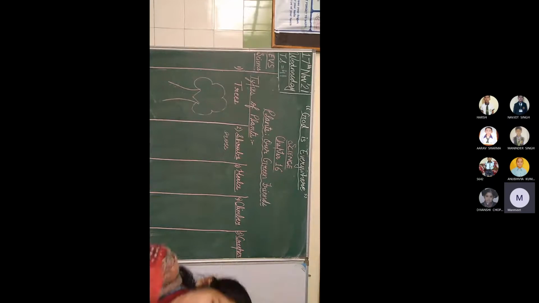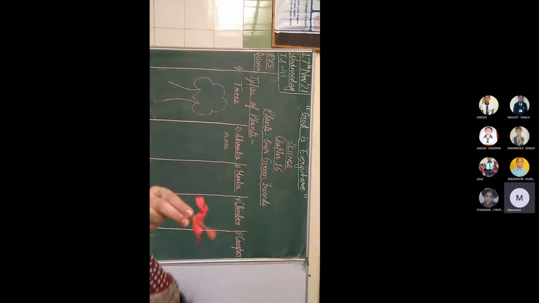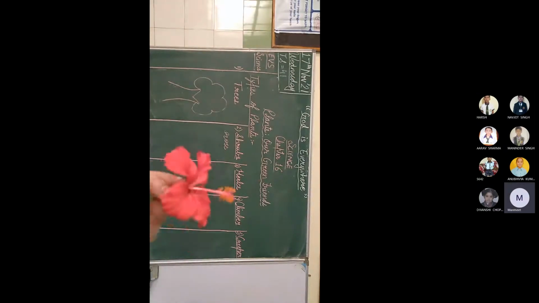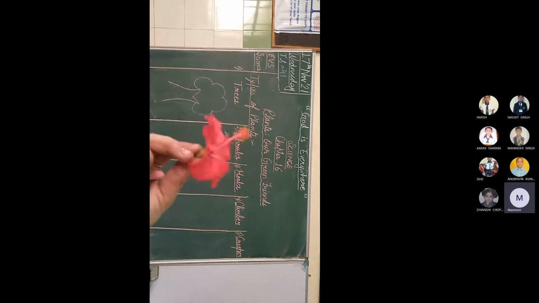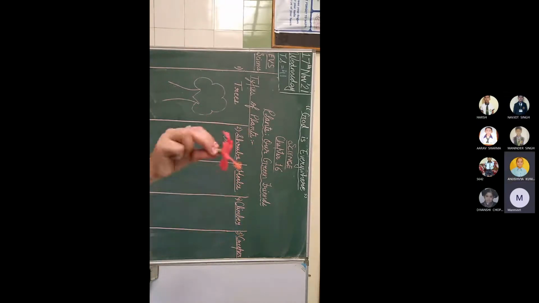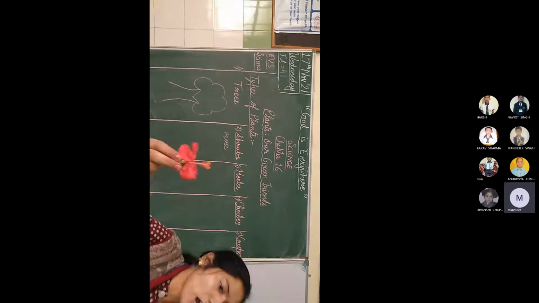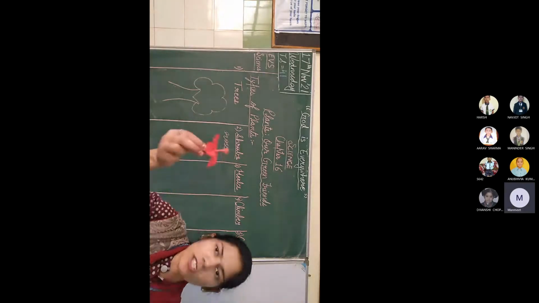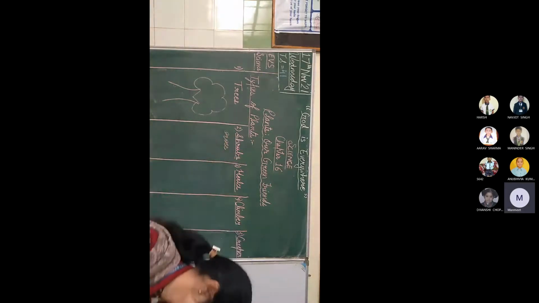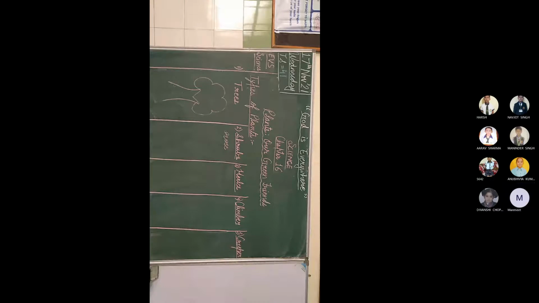Okay. This is your hibiscus. Online students, have you seen? Yes. This is your hibiscus, and it is also an example of a shrub. Okay. They all hold the plant straight.